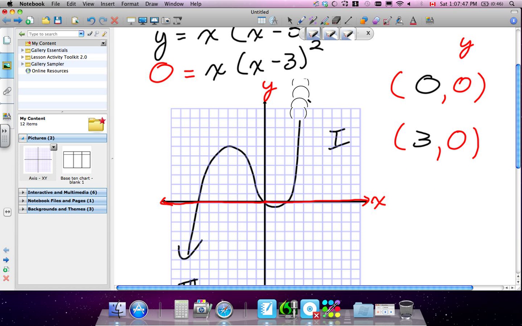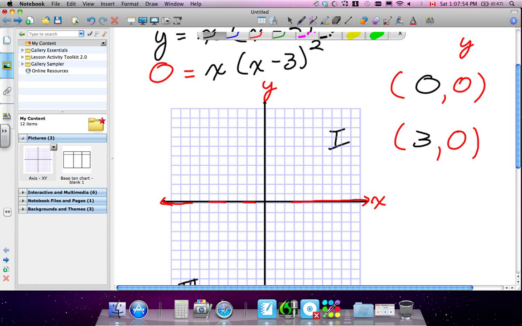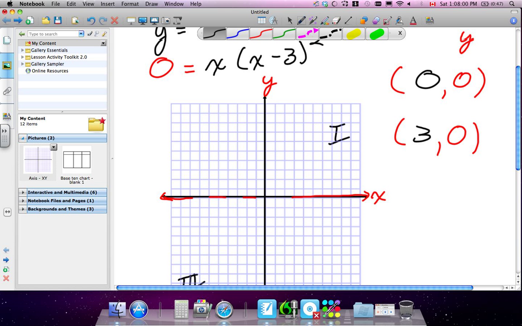I'm just going to move this function here. We know that it goes from quadrant 3 to quadrant 1 because it's a positive coefficient. And the x-intercepts, one's at 3: 1, 2, 3. So one of them is going to be here. The other one's going to be at 0. Okay? Now this has 2 turning points.